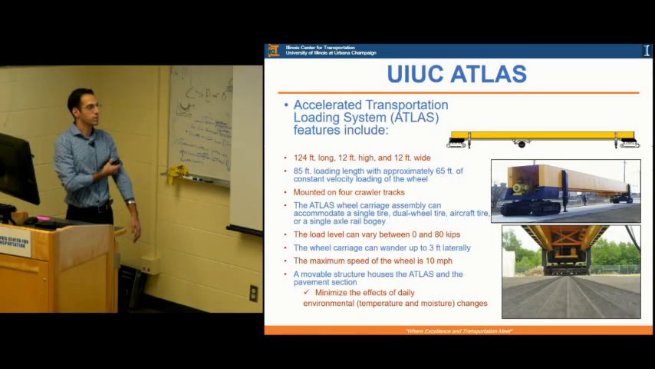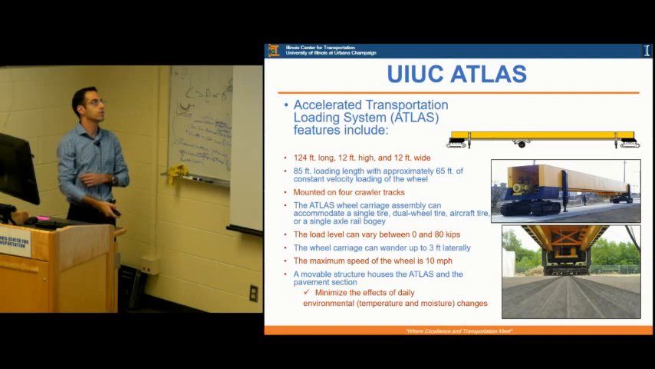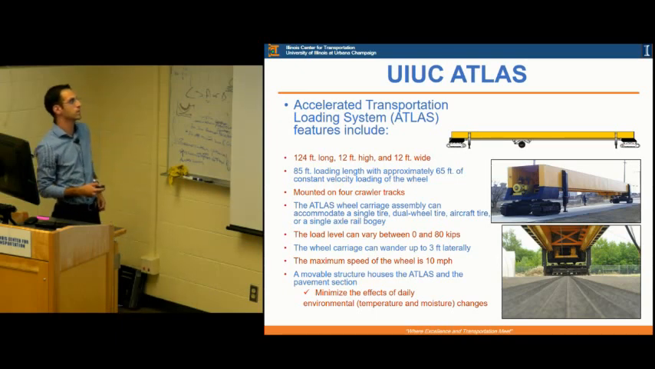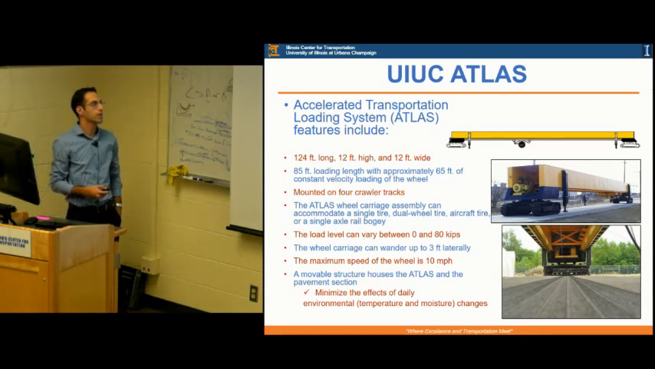Now, after the sections were constructed, we've actually started running some accelerated pavement testing on those sections. So for that, we're using the ATLAS machine that we have in the lab, the Accelerated Transportation Loading Assembly, which has one of the largest spans in the world: 85-foot loading length with 65-foot constant velocity loading. It's capable of applying loads up to 80 kips, and we can change the lateral wander up to 3 feet laterally, and it can go up to 10 miles per hour speed.